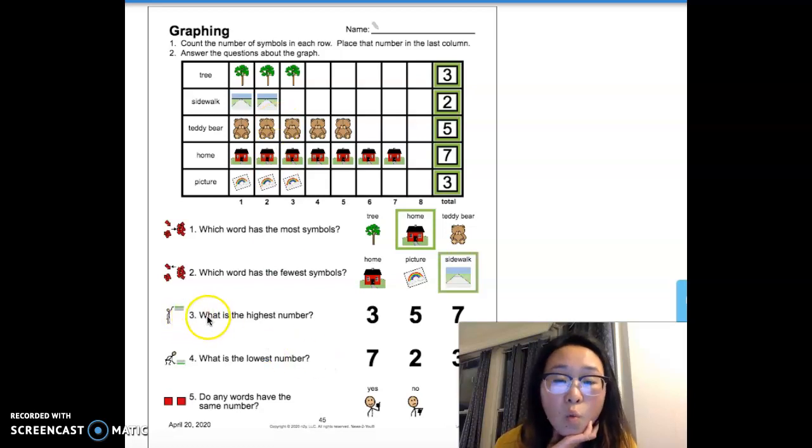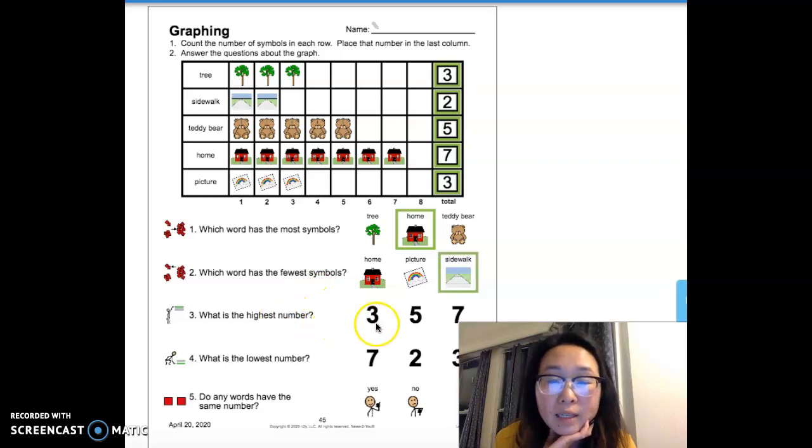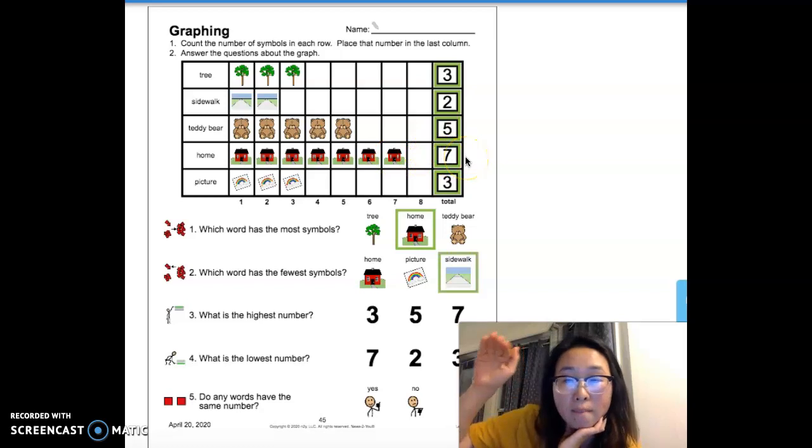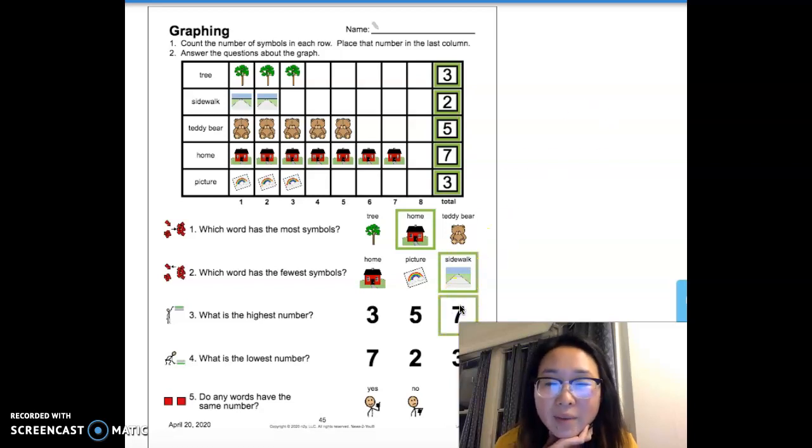Number 3, what is the highest number? Highest number, is it 3, 5, or 7? So we can see there's 3 here, 5, or 7. Which number is the most? 7. 7 is the most for home.